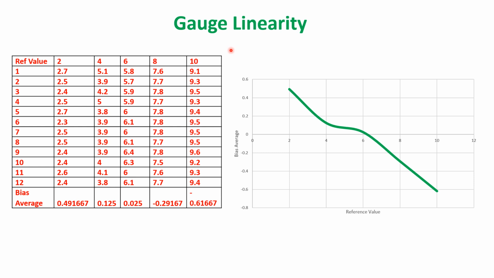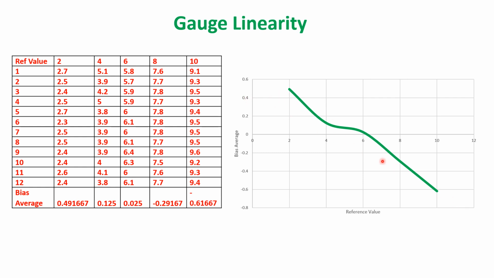I have taken here an example from the AIAG manual. I have calculated the bias over the operating range. I have taken the reference values 2, 4, 6, 8, 10 and I repeated the reading at each reference value. I got an average, and the difference between the average and the reference value is the bias. So I got a bias at the initial stage, that is 49, then at 4 point this is the bias. I got the bias and I drew the graph. X-axis is the reference value, y-axis is the bias average. So this is the graph.